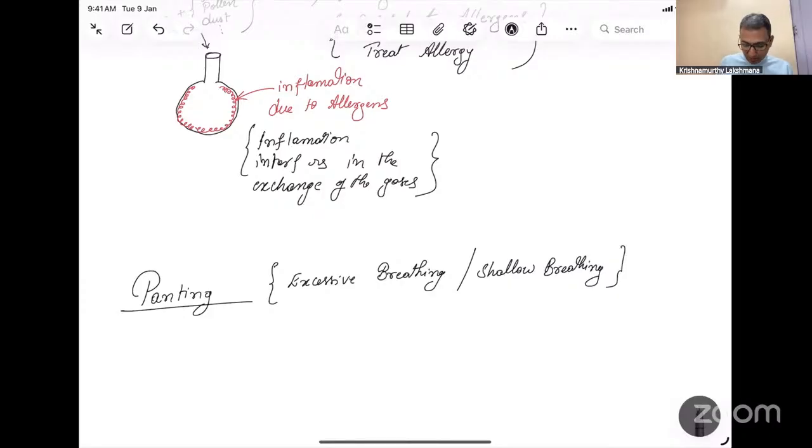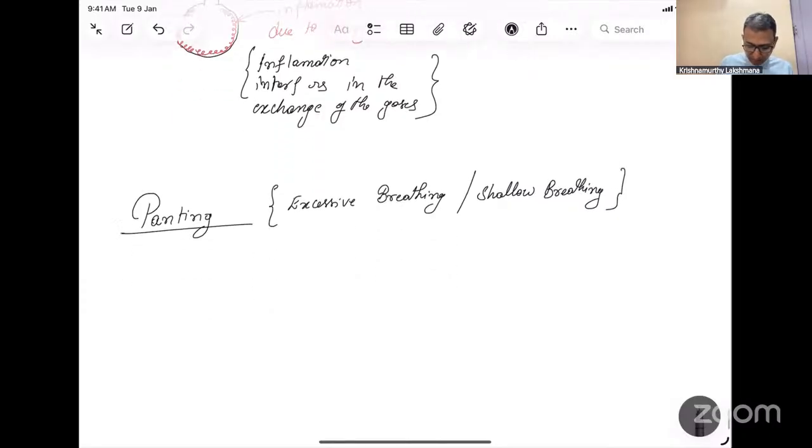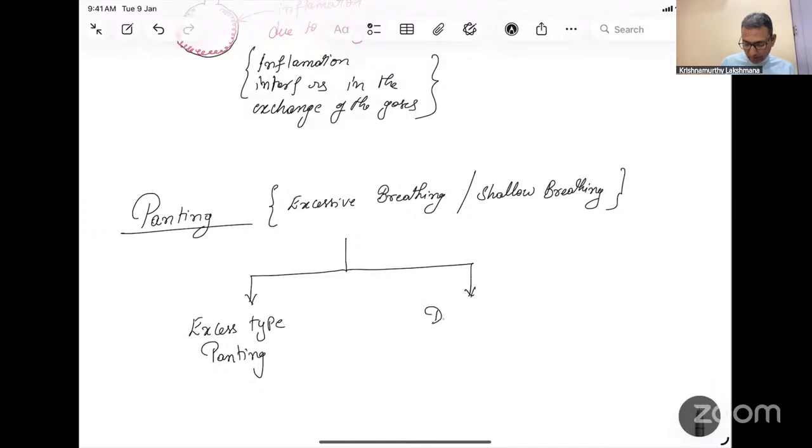So in that, sir has told there are two types. Excess type and deficiency. Okay. And sir has said the excess type is an external attack of wind cold.